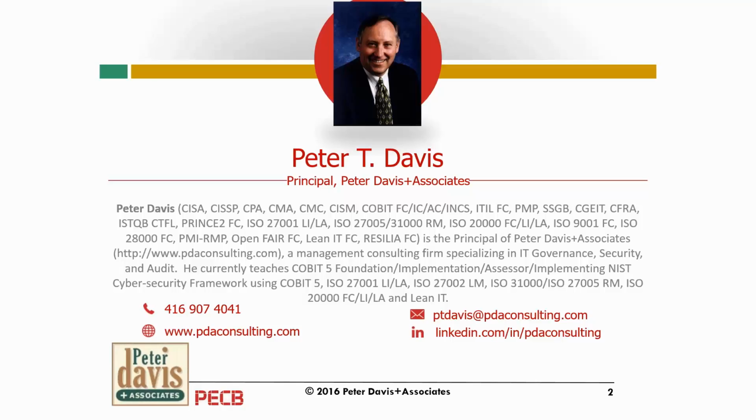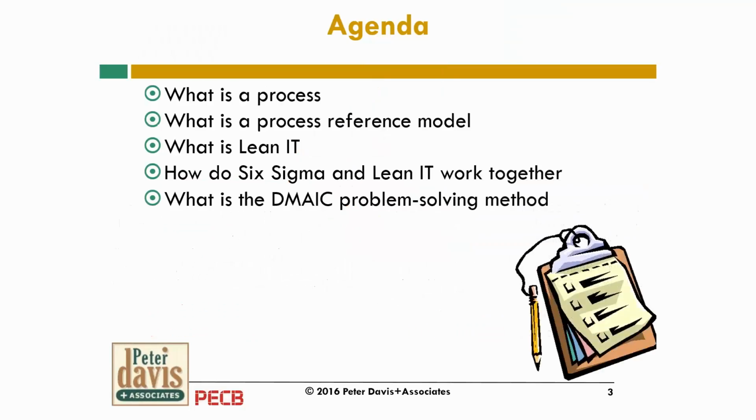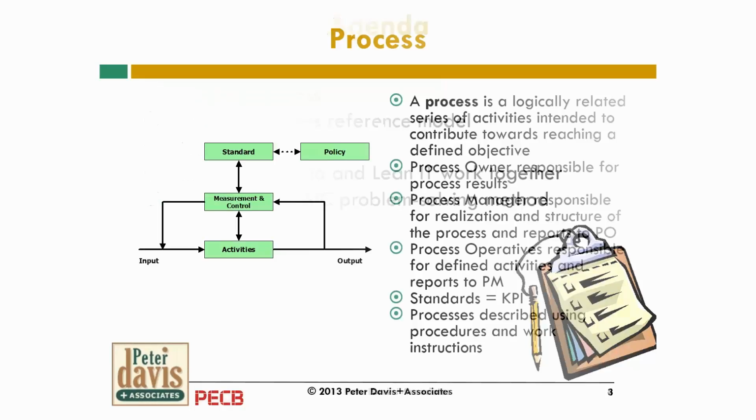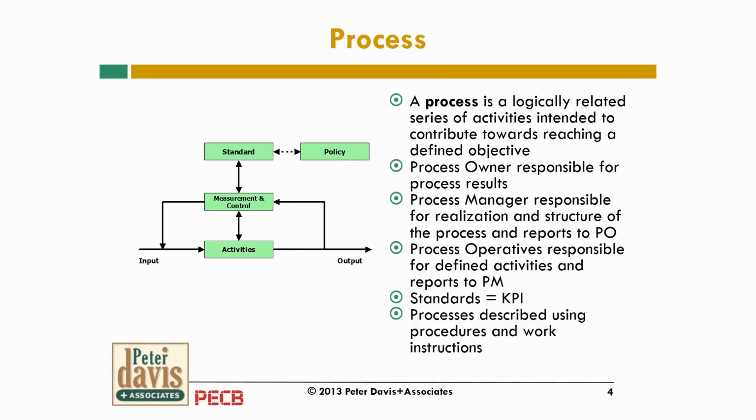Thanks, Arta. So our agenda today is quite simple. I'm going to explain a little bit about Lean IT, and the use of DMAIC in it. And to do that, we have to start with a simple definition of our process. Now, I'm sure you've seen something like this before, and in fact, when we go to talk about value stream mapping, we'll talk about something similar to this.